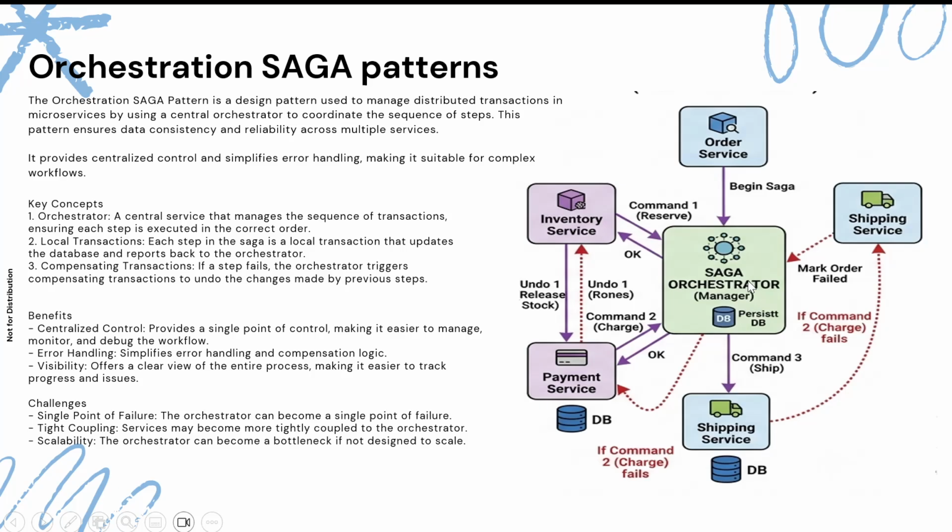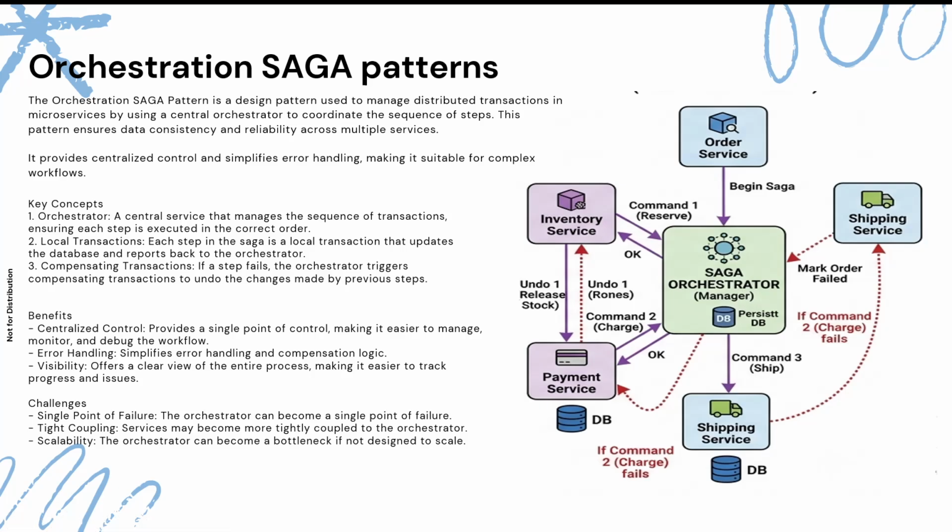Then the orchestrator knows what should be the next step in the saga. Then it will be the payment service. It initiates the payment service. If the payment service is executed successfully, then next would be the shipping service. It will ship the product to the desired address, and this completes the saga pattern.